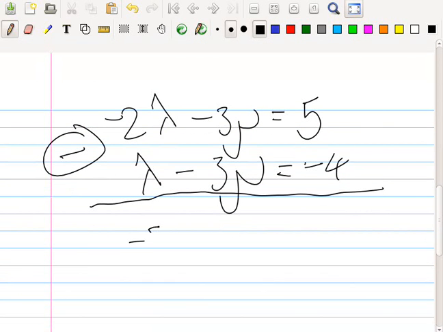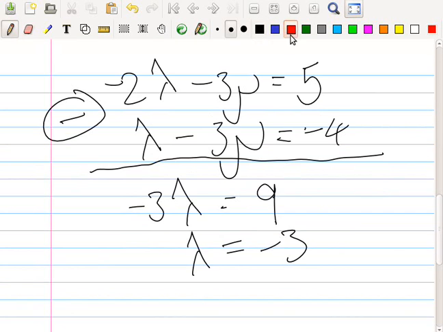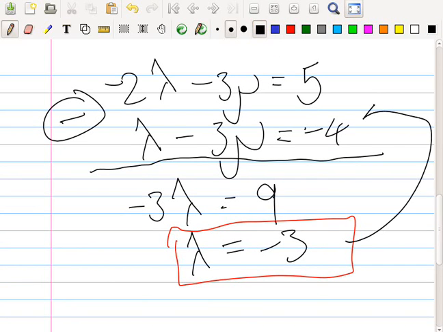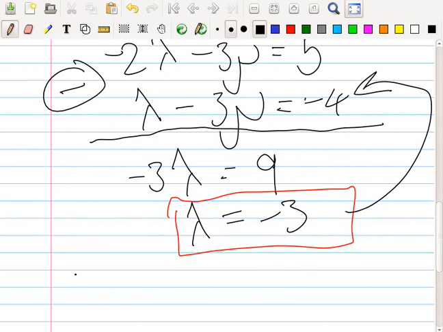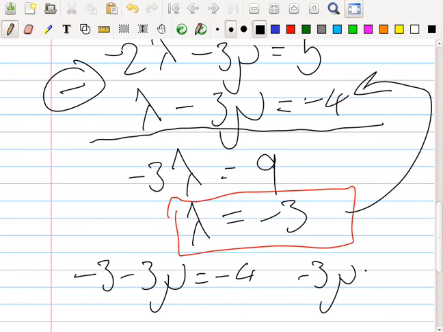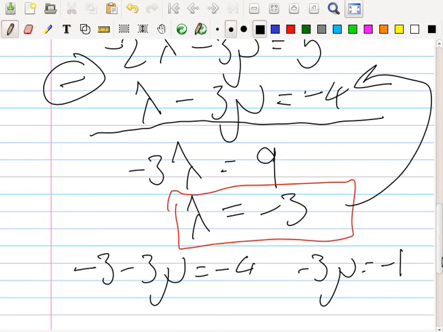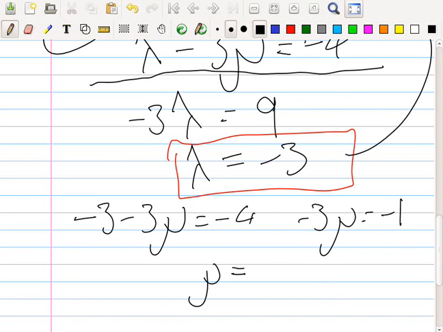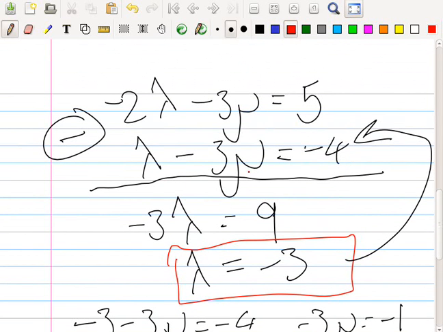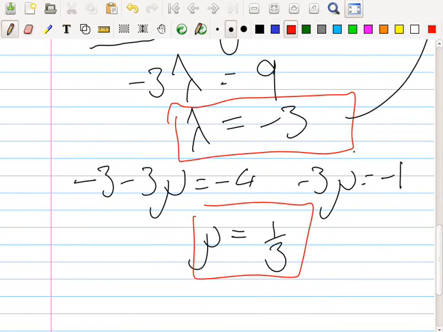So that becomes minus 3 lambda equal to 9. So lambda equals minus 3. That is my first answer. Now how do I get mu? Sub it in. Let's sub it into, say, this one. So I get lambda minus 3 mu equals minus 4. So minus 3 mu equals 3 minus 4, which is minus 1. So what does mu equal? 1 over 3. I substitute that in here, into this one. Okay. Now I have lambda and mu.